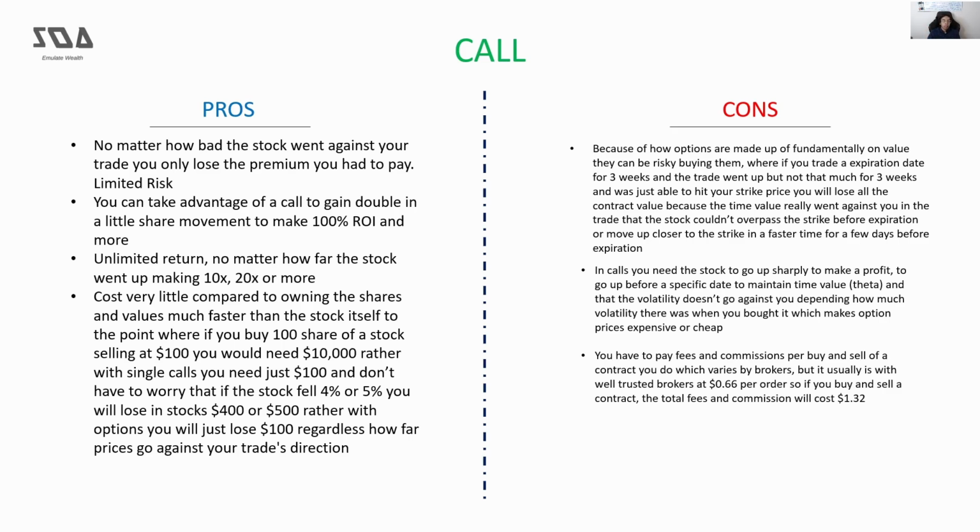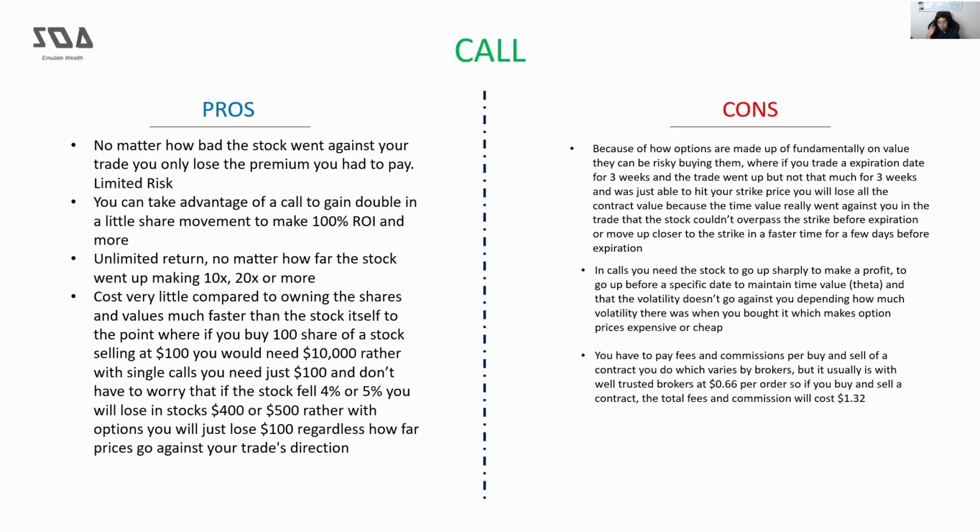And because of this too, your cost is very little compared to owning the shares, and it values much faster than the stock itself. If you bought 100 shares of stock selling at $100, you would need a buying power of $10,000. Rather than that, with a single call, you would just need $100 of buying power, and you don't have to worry if the stock fell by 4% or 5%. With stocks, you would lose $400 or $500 because it's $10,000 of 100 shares. With options, you just lose $100 regardless of how far prices go against your trade. Those are the good things about buying call options.